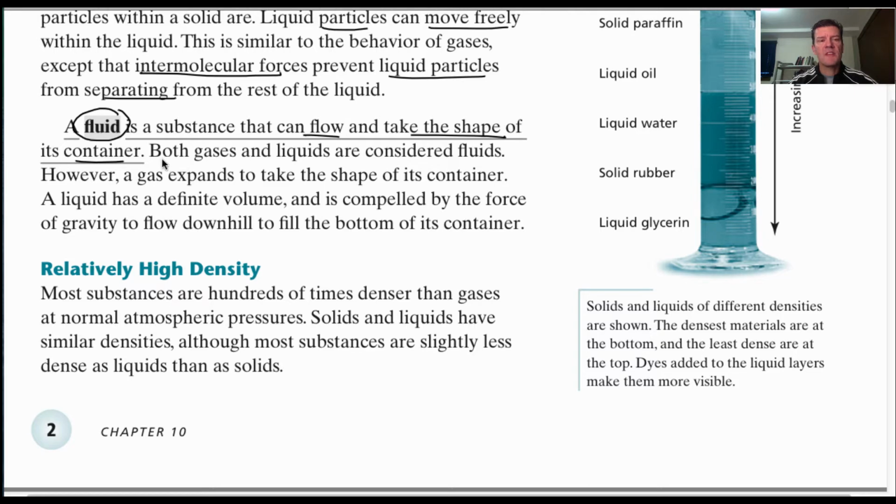Just a reminder, we said that both gases and liquids are fluids. The difference is that a gas expands to take on the shape of its container. Okay, it can fill the container completely, but a liquid has a definite volume. It takes on the shape of the container, but its volume is fixed, whereas a gas doesn't have a set volume and it doesn't have a set shape.